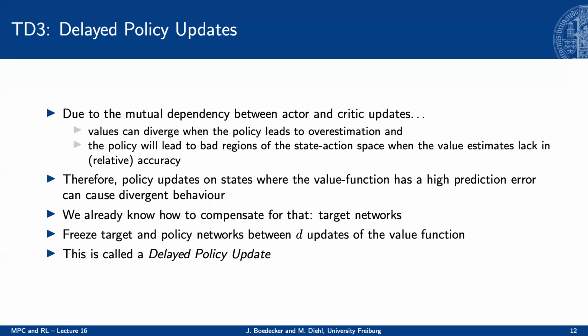So we freeze the target and the policy networks between, for instance, d updates of the value function. We make d updates to the value function, and only then we update the parameters for the policy. That's the delayed policy update, and it can help to break, to some degree, the mutual dependence between actor and critic.